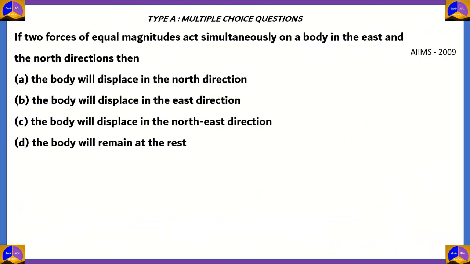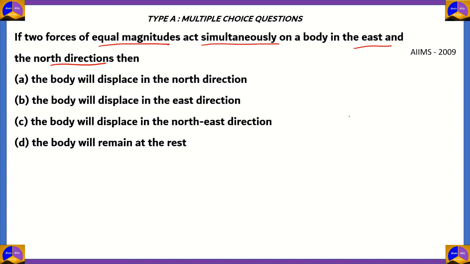This is the final question of this episode. If two forces of equal magnitudes act simultaneously on a body in the east and the north directions, then the body will displace in the north direction, the body will displace in the east direction, the body will displace in the northeast direction, or D, the body will remain at rest.